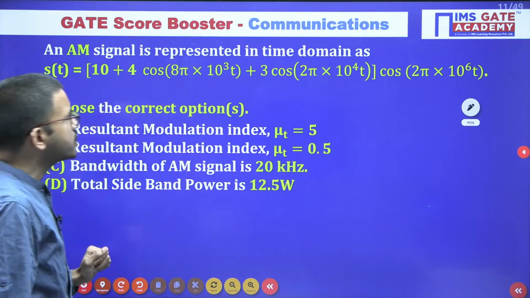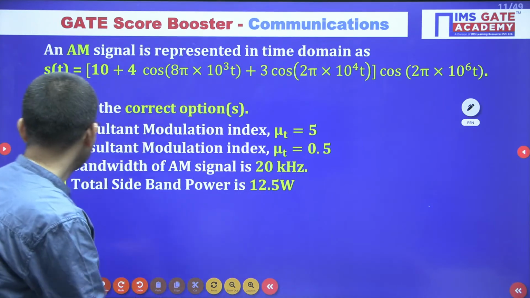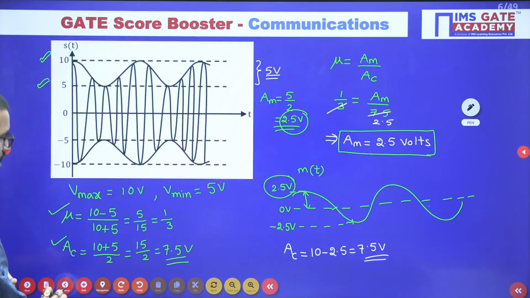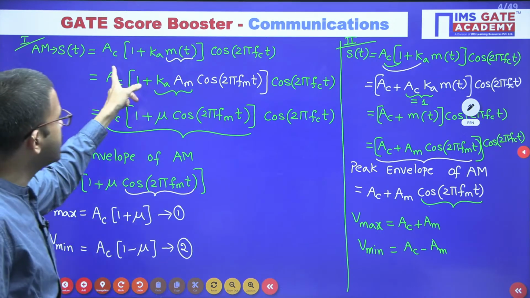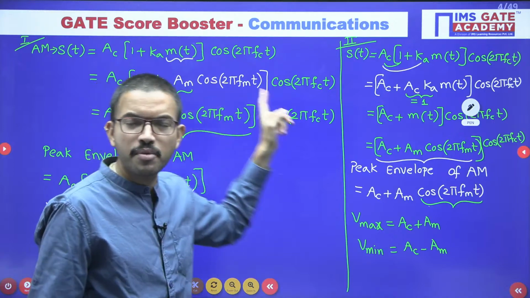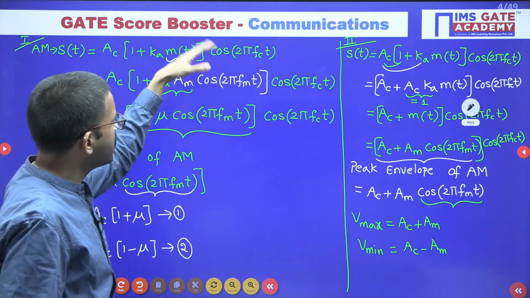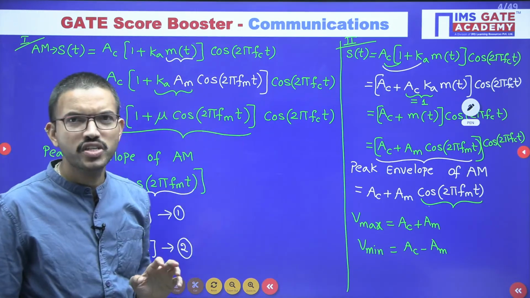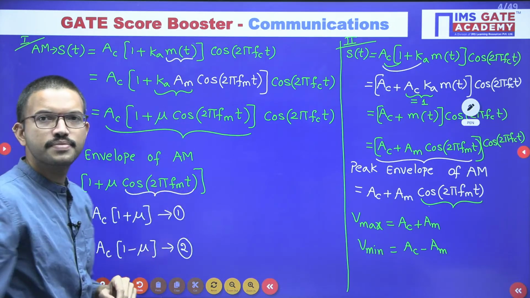Right, so this is a very interesting question. In this question, you have an AM signal. Previously we mentioned that whenever you have an AM signal, the standard time domain equation we discussed is Ac into 1 plus k m of t into cos 2 pi fc t. After that, when you substitute m of t, either Am cos 2 pi fm t or Am sin 2 pi fm t, then k into Am is nothing but the modulation index.